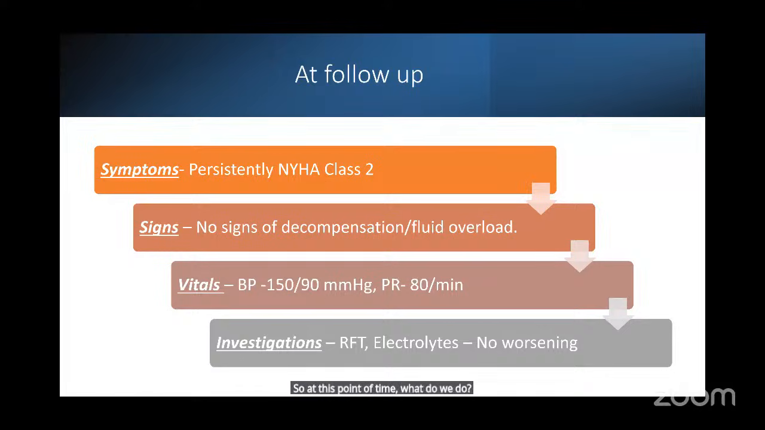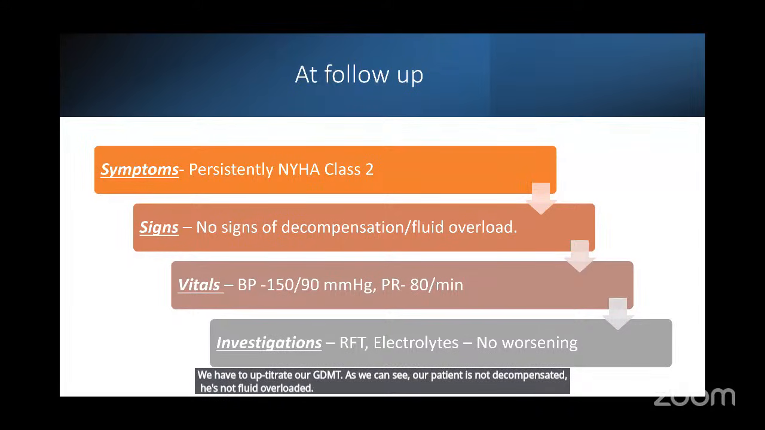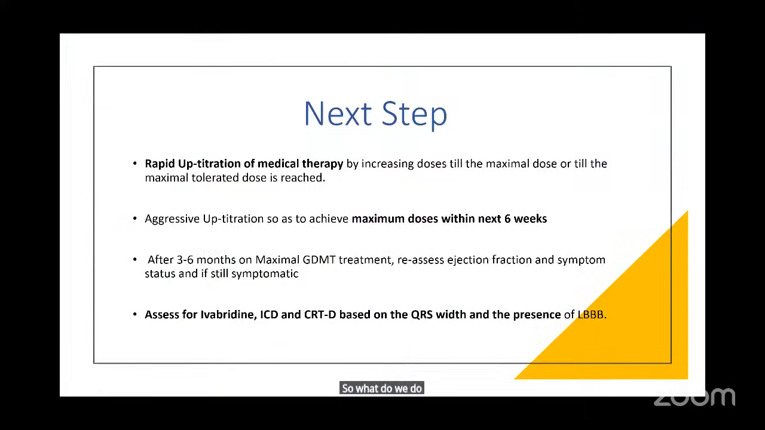We have to up titrate our GDMT. As we can see, our patient is not decompensated. He's not fluid overloaded. His pressures are still very high. We need to decrease his pressures, which will decrease the afterload and improve his dyspnea. So what do we do? We rapidly up titrate his medical therapy.